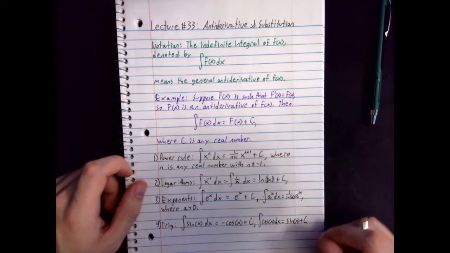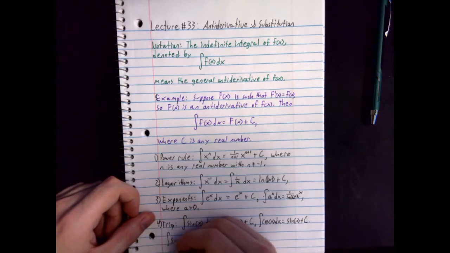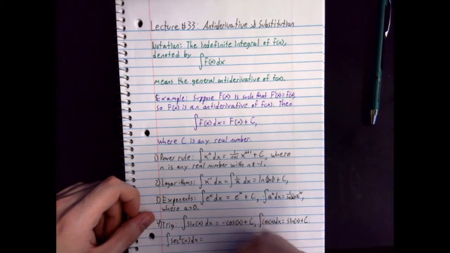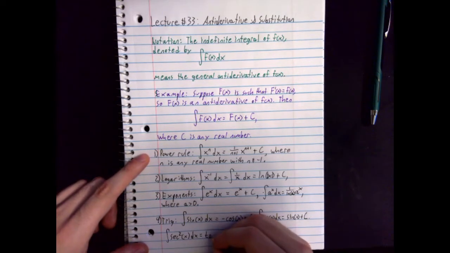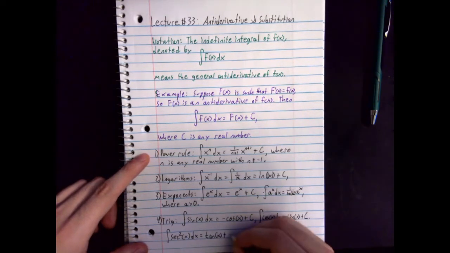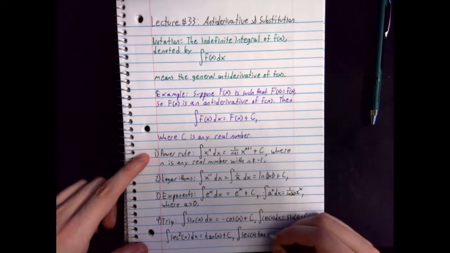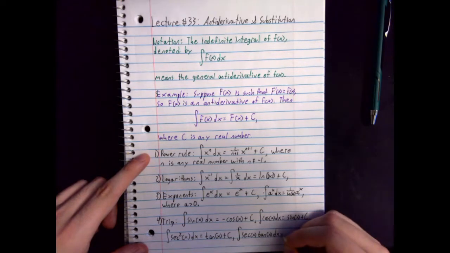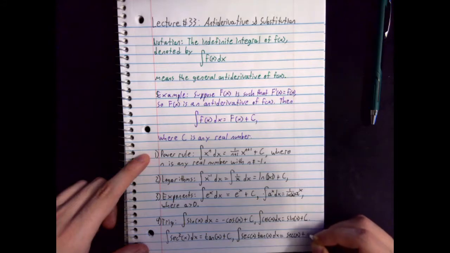Now, there are a few more of these. So if we have the integral of secant squared of x dx, remember that when we differentiated tangent of x, we got secant squared. So this is going to give us tangent of x plus c. And then likewise, the integral of secant of x tangent of x is just secant of x plus c.